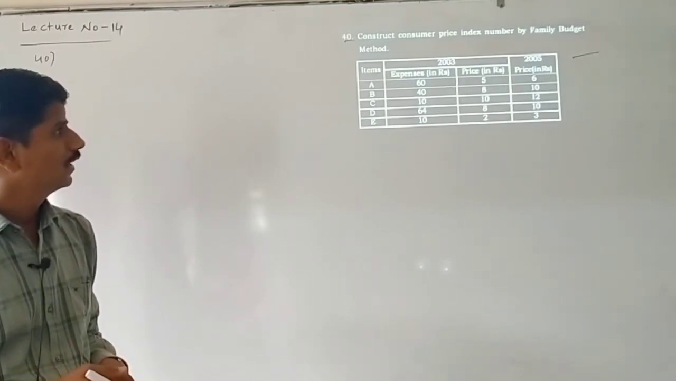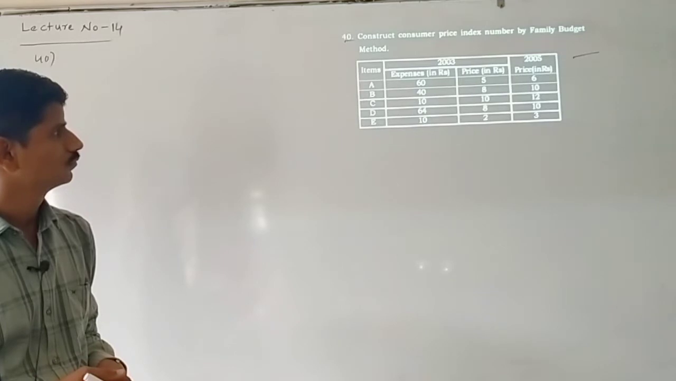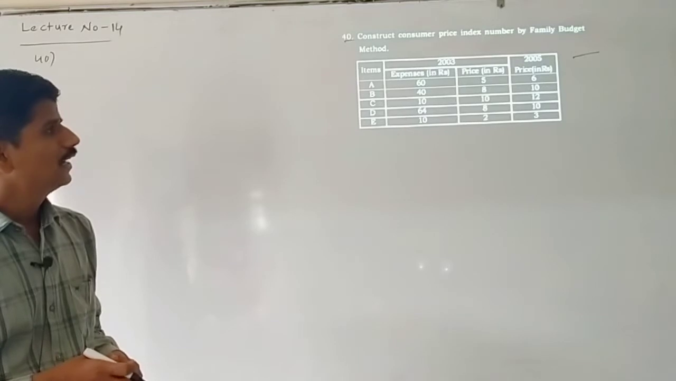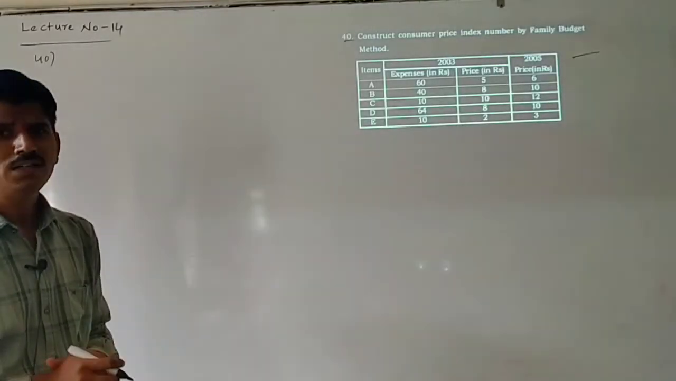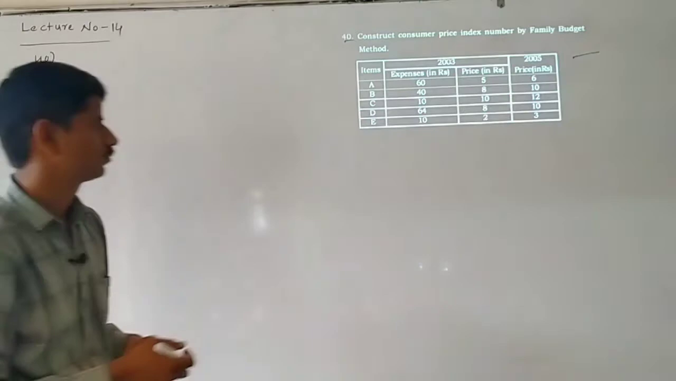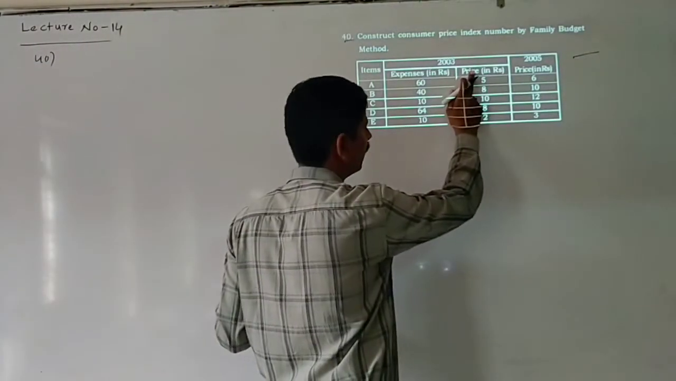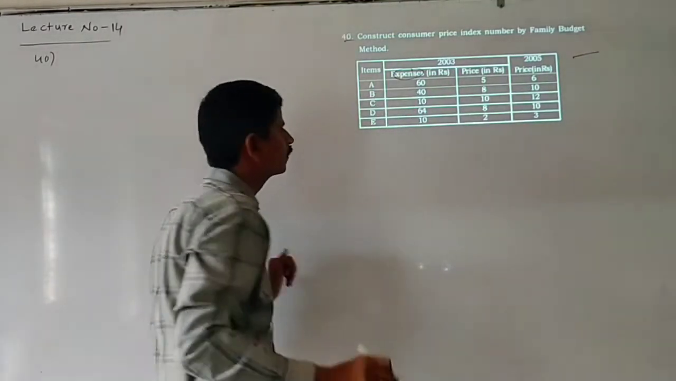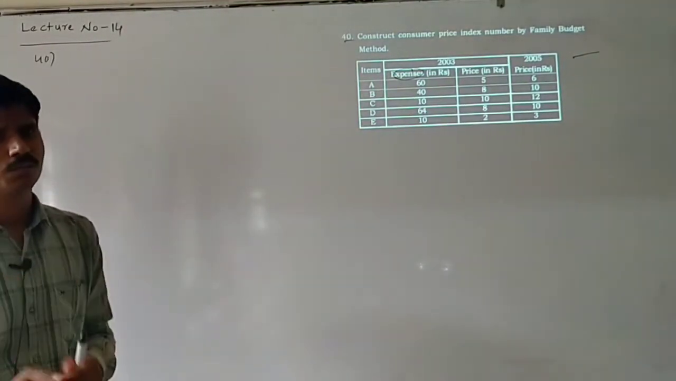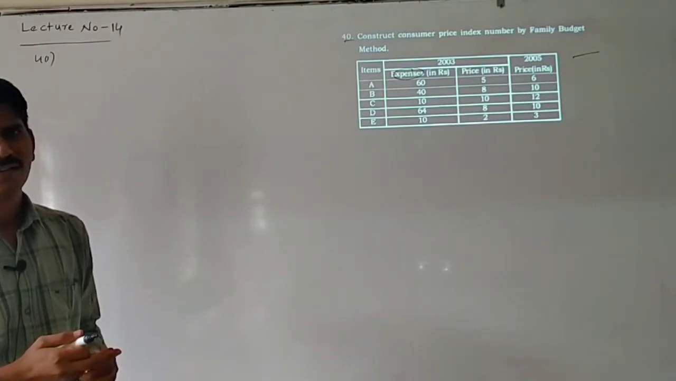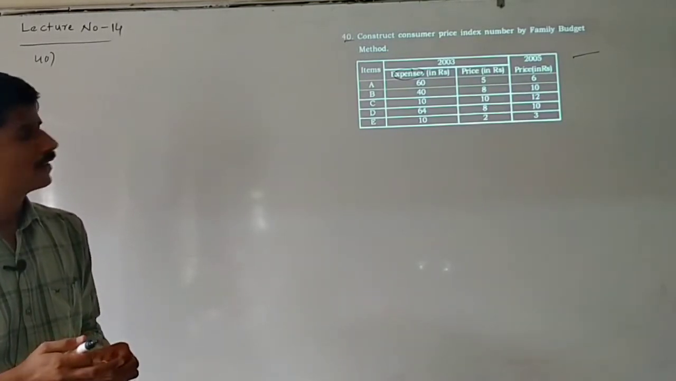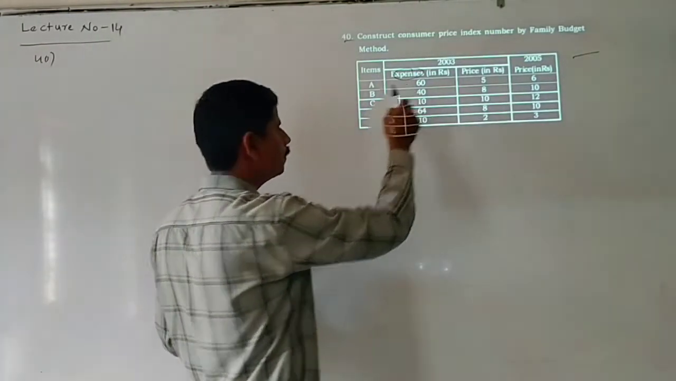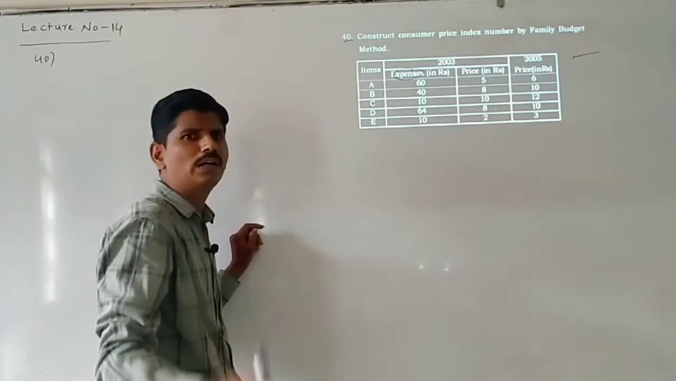Okay, here they are given 2003 and 2005. What is the formula? Sum of WP by sum of W. Here 2003 price is P naught and 2005 price is P1. Then what are the expenses? It is P naught Q naught, or W. Here, for expenses you have to take P naught, otherwise you have to take the weight also.